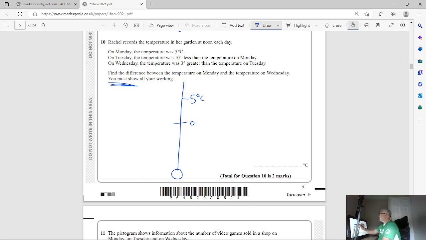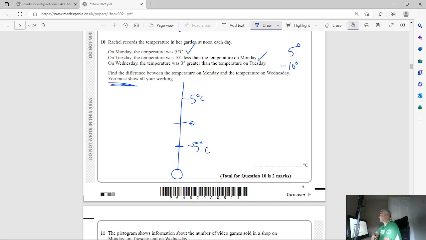On Tuesday, the temperature was 10 degrees less than the temperature on Monday. So if Monday was 5, I'm doing 5 degrees, take away another 10 degrees. So if I take 5 away, I get to 0. So I've got to take another 5 away. So I'm down here at minus 5 degrees C. So we've now done the second line.